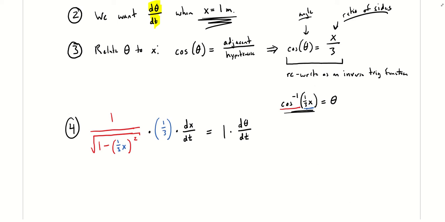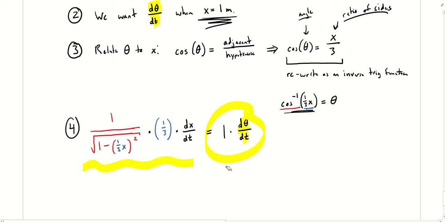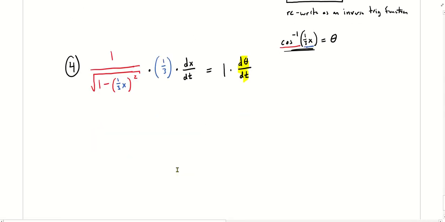And why is this nice? This is the thing I want to solve for. So I actually technically already have it solved. It's already isolated on this side. I just need to figure out what all this nonsense is over here. And then I have d theta dt. Okay, so here's my derivative. Let me simplify this just a little bit so it's easier for us to do step 5.